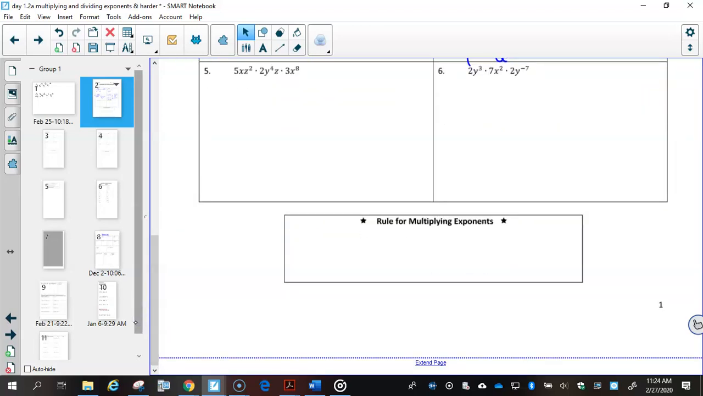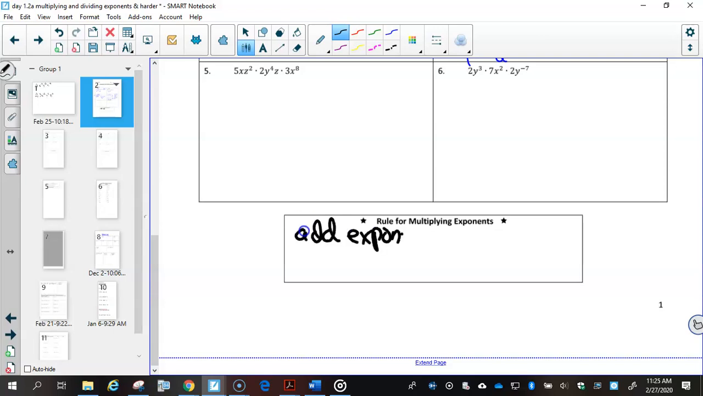Okay. So let's put that and adding exponents into some sort of rule. Instead of saying for different variables, why don't we talk about the same ones? So what can we do with the same variable? We can add the exponents of the same base. So if the bases aren't the same, we can't add the exponents.